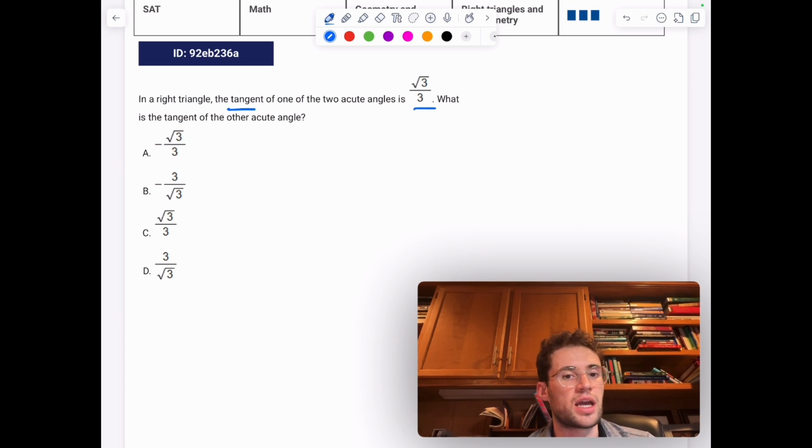What is the tangent of the other acute angle? Well, it should be square root of 3, I would think.